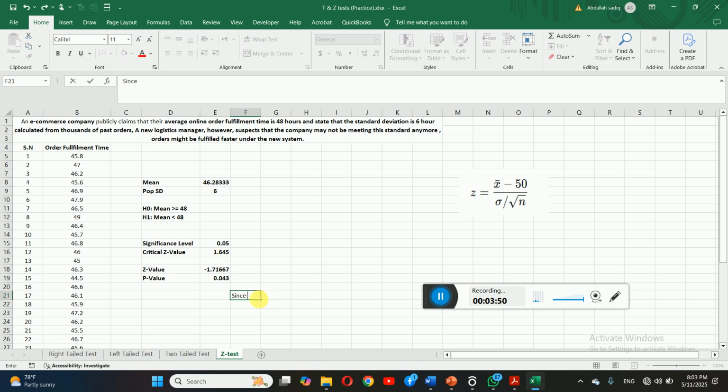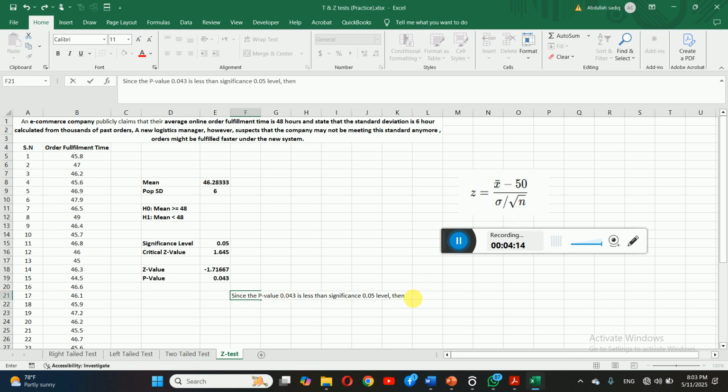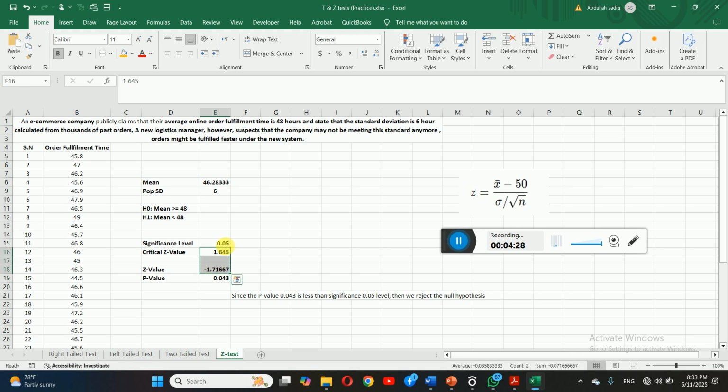Since the p value we have is 0.043, which is less than the significance level of 0.05, then we reject the null hypothesis, right? Reason: because the p value is less than the significance level, and also you can say the z value is less than the critical value. So you can compare these two, or you can compare the significance level and the p value in this situation.